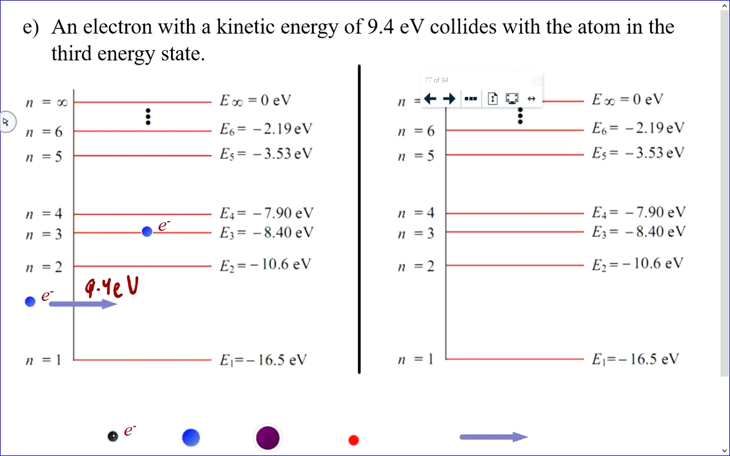because to go from E3 in this mercury atom to E infinity, where the electron's free or ionized, requires an addition of 8.4 eV. This is why using 0 at the top is sometimes helpful. And this electron has more than enough energy to do that. So afterwards, the electron is free. Well, let's put it there.